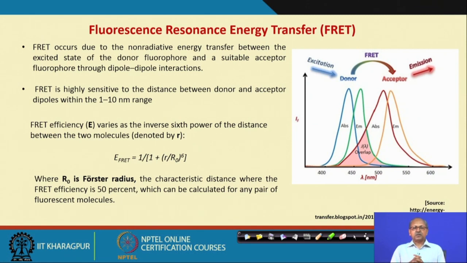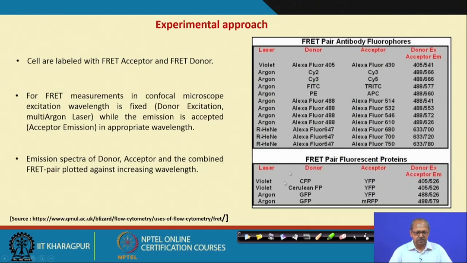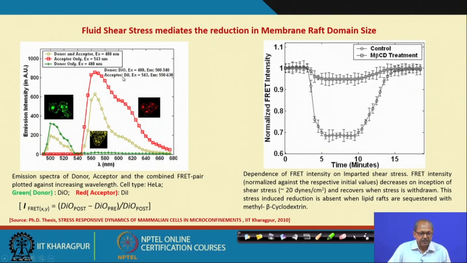FRET we generally use for the interaction of molecules or molecular assembly and disassembly. So, here we are studying lipid rafts, a molecular assembly present in the membrane, and how lipid raft assembly and disassembly is affected by fluid shear. So, these are varieties of acceptor and donor. You can pick any one of the donor and acceptor for the experiment. Here we are picking DIO, a carbocyanine dye tagged with lipid, and the acceptor is DII whose excitation is 543. When these two fluorophores are given to a cell, they will be concentrated in the lipid rafts. So, you will get fluorescence energy transfer.